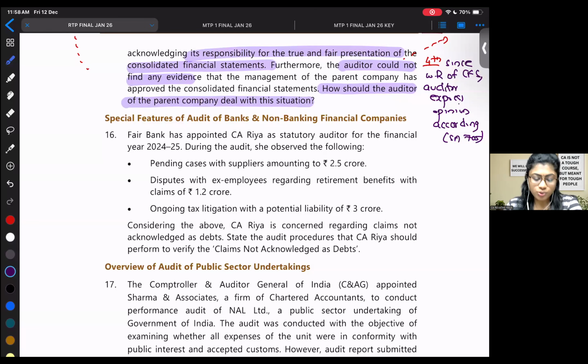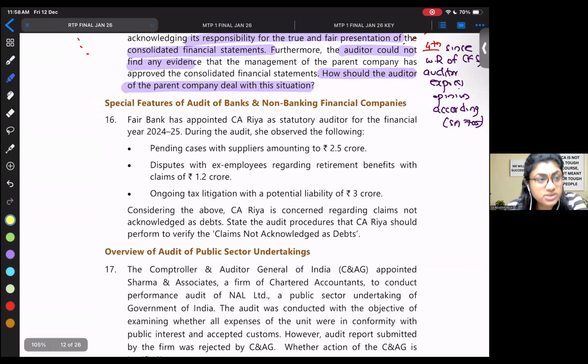So, can we continue to the next question, please? 16th one. Fairbank has appointed CA Ria as the auditor for the financial year. During the audit, she observed pending cases with the suppliers, dispute with the ex-employees, ongoing tax litigation. Concerning the above, Ria is concerned regarding claims not acknowledged as debt. Now, state the audit procedure to perform verification of claims not acknowledged as debts.